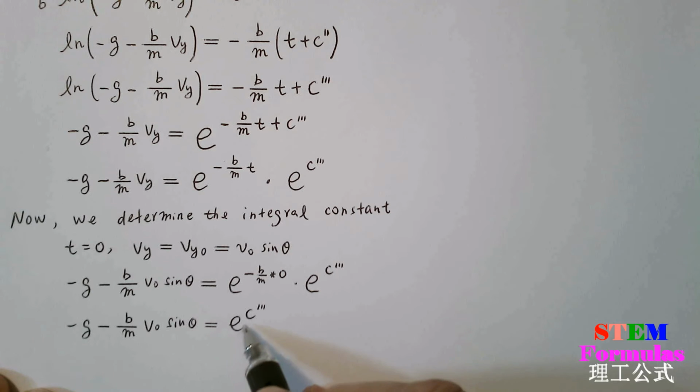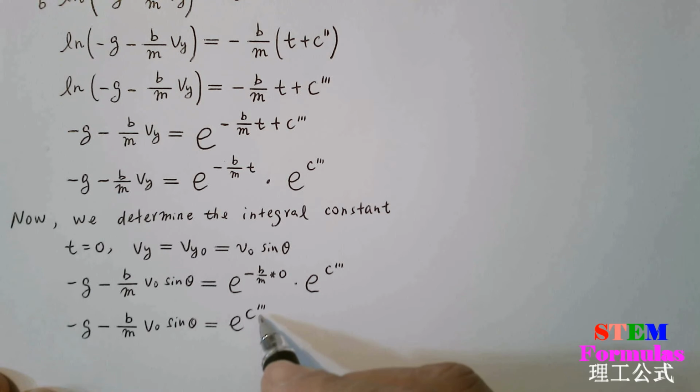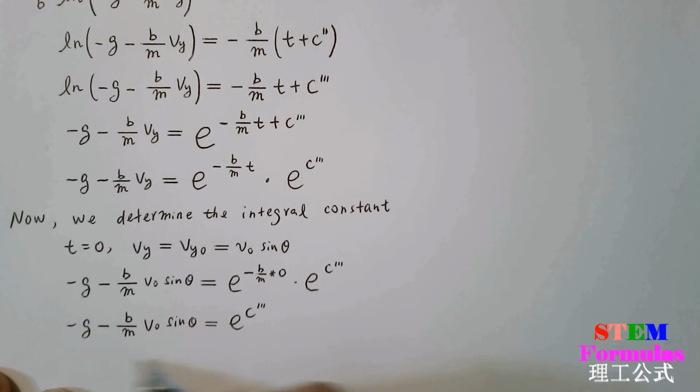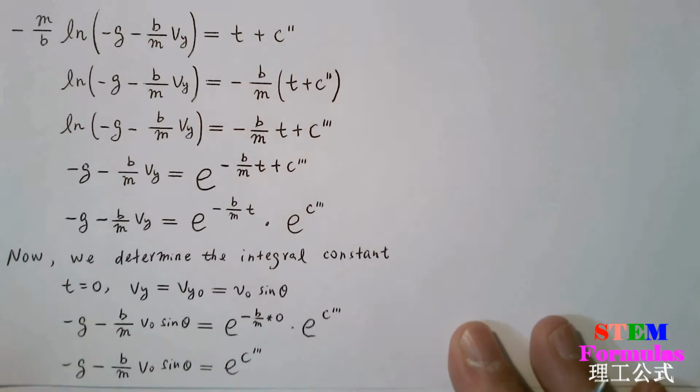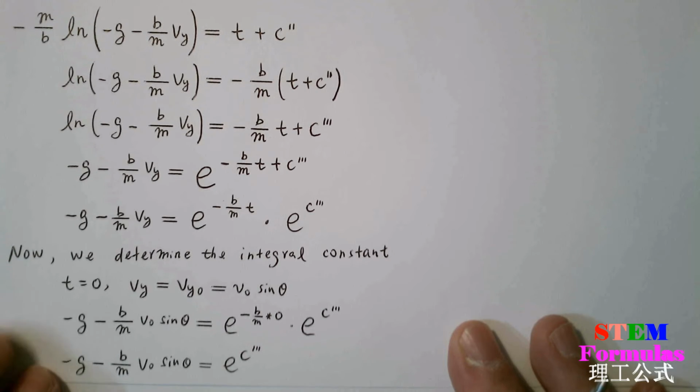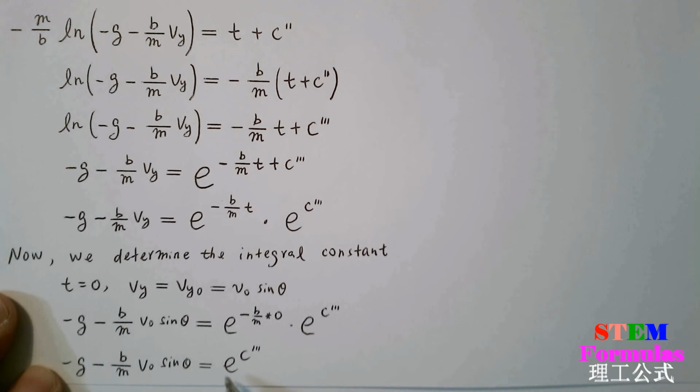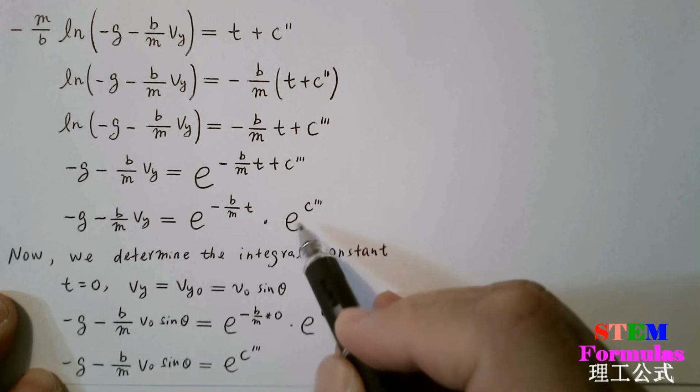Therefore, I determined the integral constant e to the power c triple prime. Then I substitute this term to here. Now we have the equation for the integral constant. Now we need to plug this equation here into here.